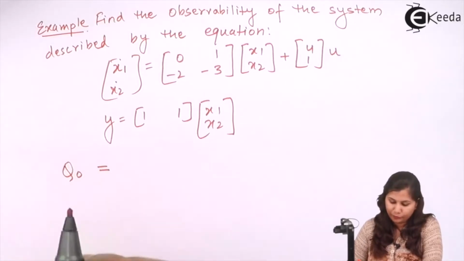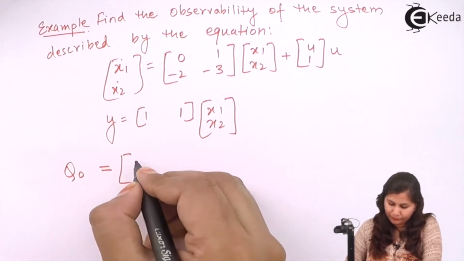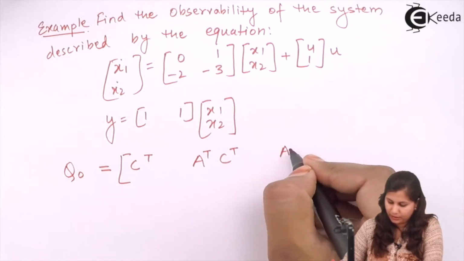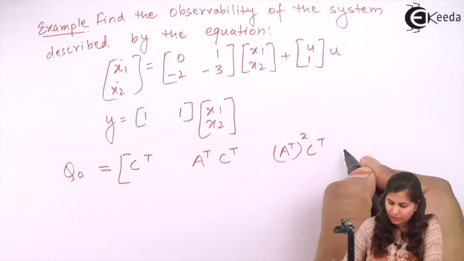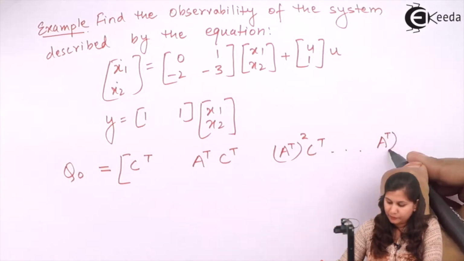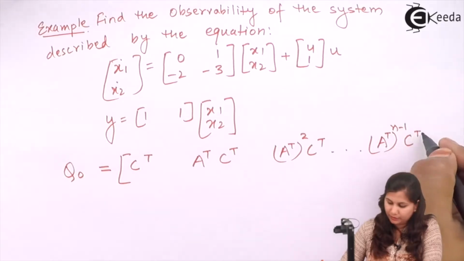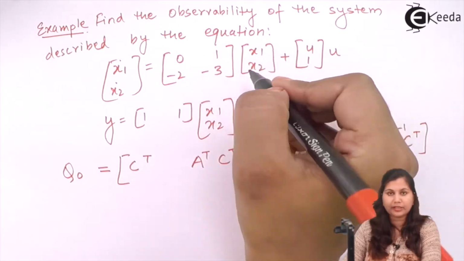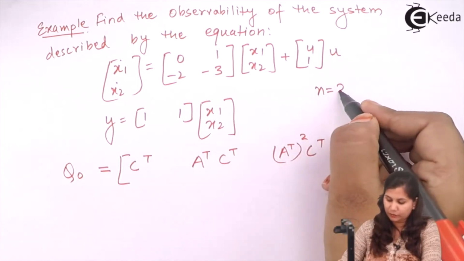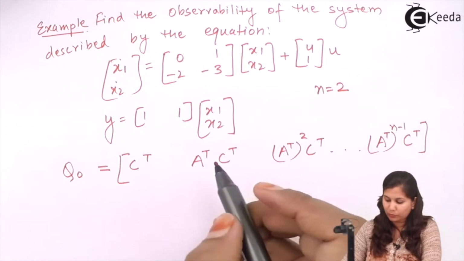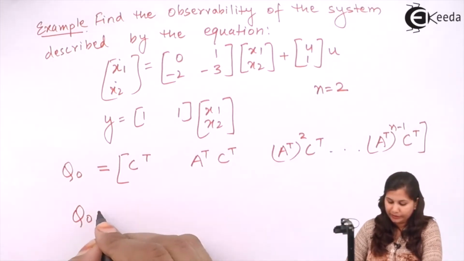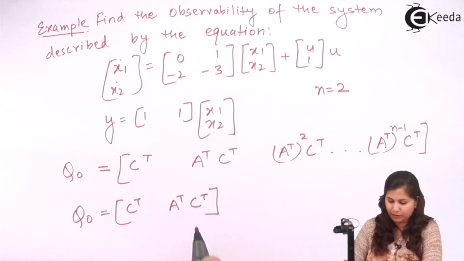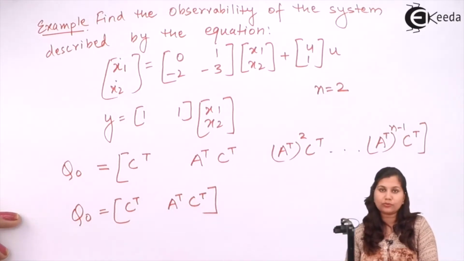test matrix Q naught is given by C transpose, A transpose C transpose, A transpose square C transpose, till A transpose n minus 1 C transpose. So here n is the number of state variables. Here we have two state variables, n equals 2. So 2 minus 1, 1. That is, we are going to calculate this matrix up till C transpose and A transpose C transpose. So this we have to find out.